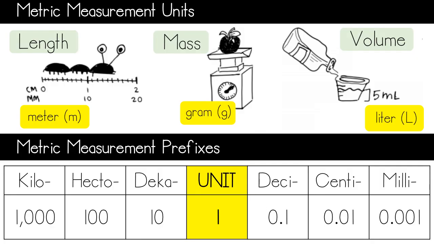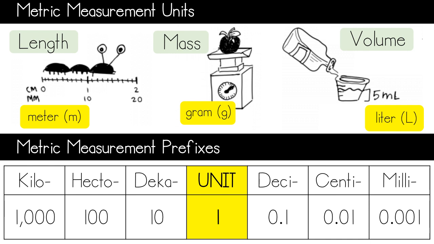Let's start by looking at the metric measurement units. When you are measuring length, you measure with meters. When you measure mass, you measure using the unit of grams. When you measure volume, you measure using the unit of liter. And I have the abbreviations right beside them too. So when we're looking at metric measurement units, we have our meters, grams, and liters.